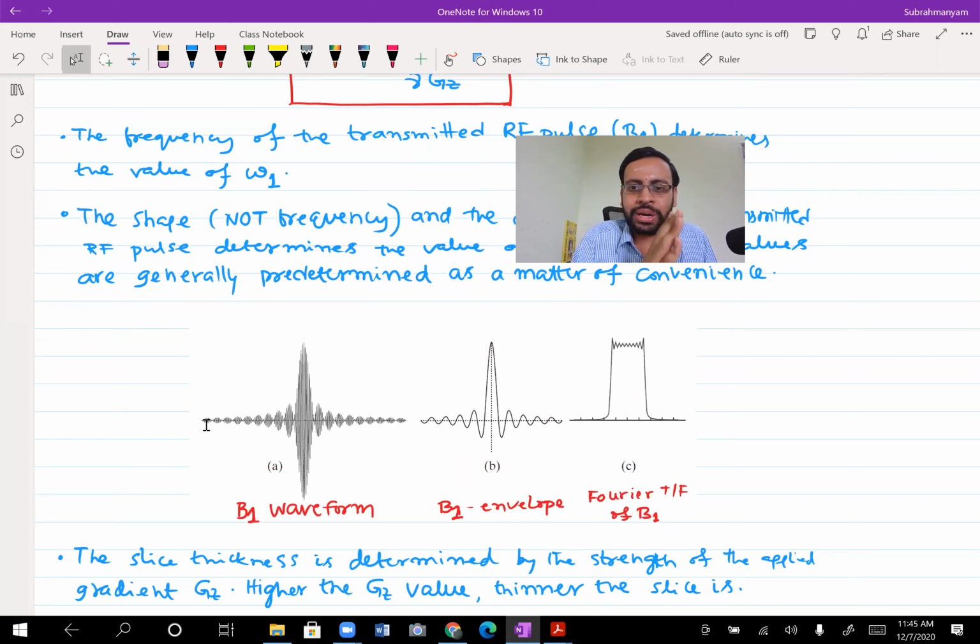Okay, that's what would dictate from which location you should get it, and the shape or envelope within which it is oscillating with a given frequency would tell you the nature of the bandwidth you would be getting. That's what would decide the nature of this.